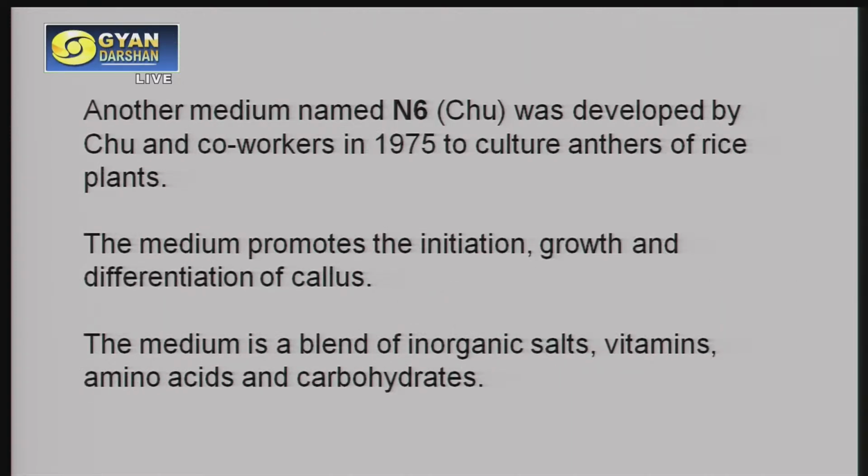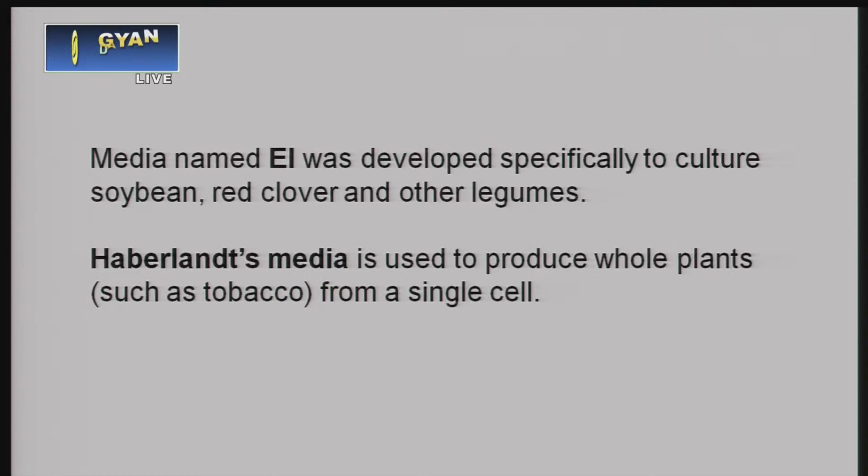N6 medium was developed by Chu and co-workers, and they also used this media for culturing anthers of rice plants. It promotes initiation, growth and differentiation of callus. Now I'll come to what is meant by a callus in tissue culture. Media named B5 was developed specifically to culture soybean, red clover and other legumes. Haberlandt's media is used to produce whole plants from a single cell. So Haberlandt's media is also quite useful and important in tissue culture.